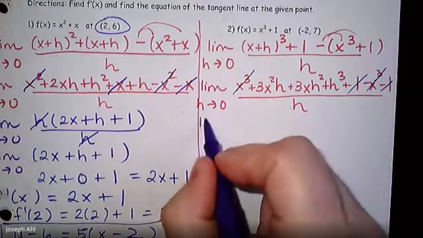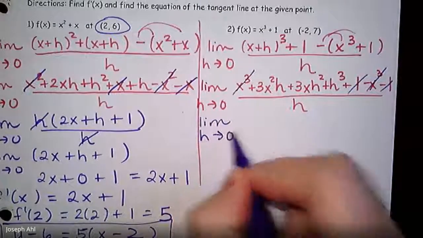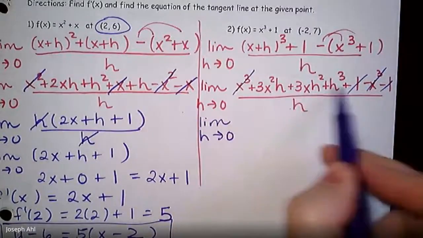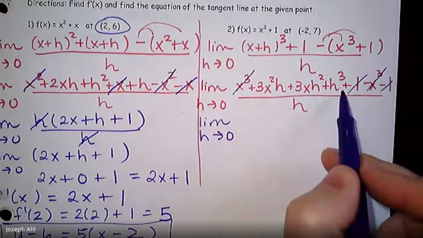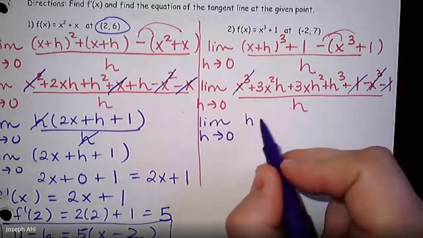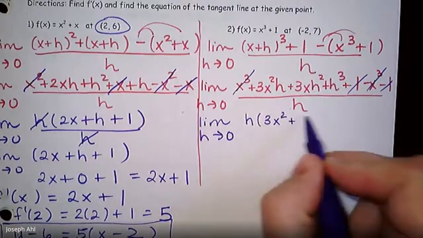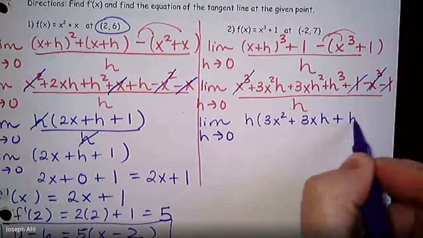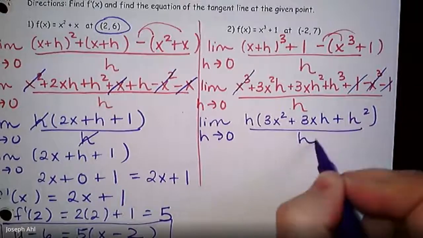And we're at the point where we're going to take the limit as h goes to 0. At this point, take the h out of all those remaining terms, which everything has an h, so that's good. So we get 3x squared plus 3xh plus h squared when I take that out as a GCF.